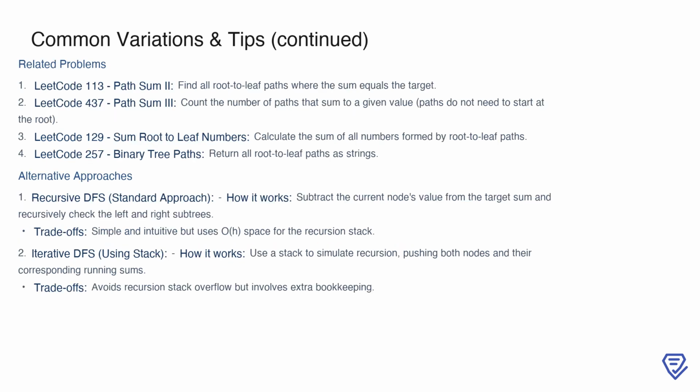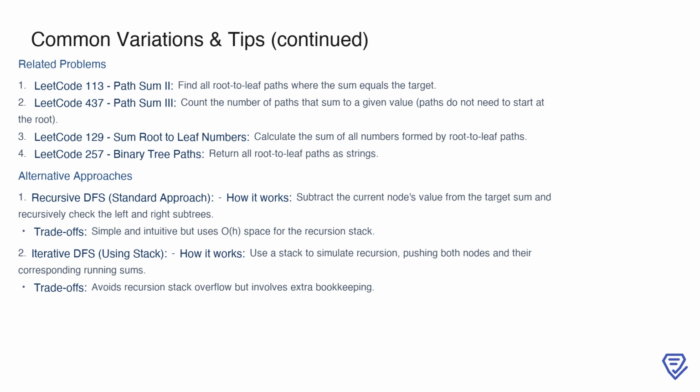If you'd like to explore related problems, there are several variations that build on the path sum problem. For instance, LeetCode 113, Path Sum 2, asks you to find all root-to-leaf paths where the sum equals the target. In LeetCode 437, Path Sum 3, you need to count the number of paths that sum to a given value, but these paths don't have to start at the root. LeetCode 129, Sum Root to Leaf Numbers, focuses on calculating the sum of all numbers formed by root-to-leaf paths, while LeetCode 257, Binary Tree Paths, requires you to return all root-to-leaf paths as strings.